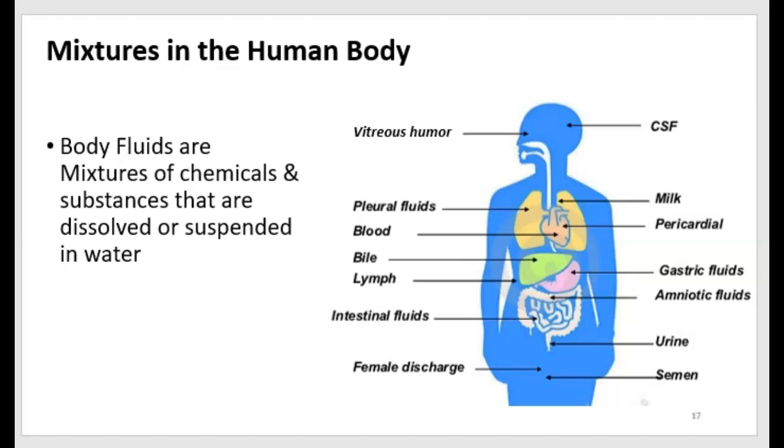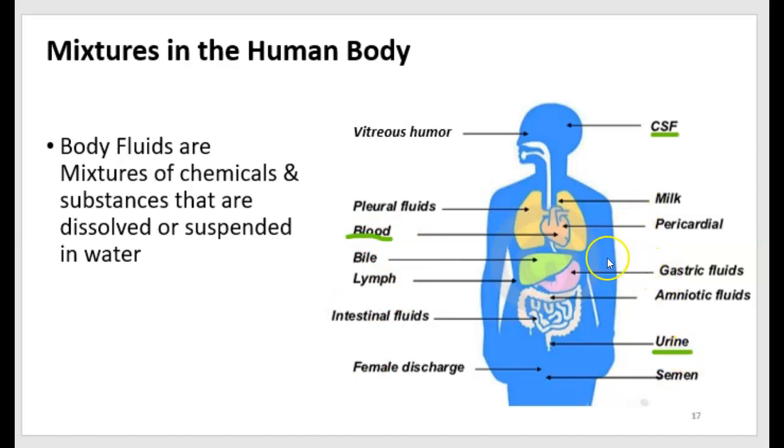suspended in the water. Some of these fluids include the vitreous humor, which is in the eye, and that gives our eyes ocular pressure. Cerebral spinal fluid surrounding the brain and the spinal cord. Blood, of course, that's a very common fluid that we're all aware of. Urine, we're also very aware of urine.